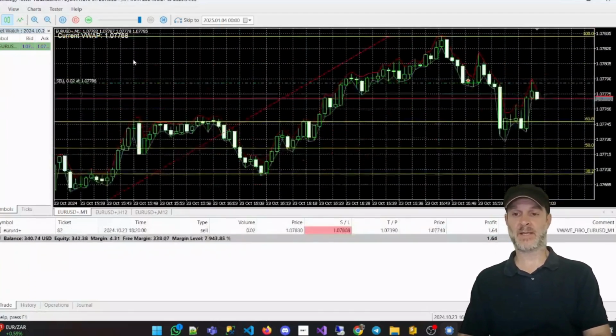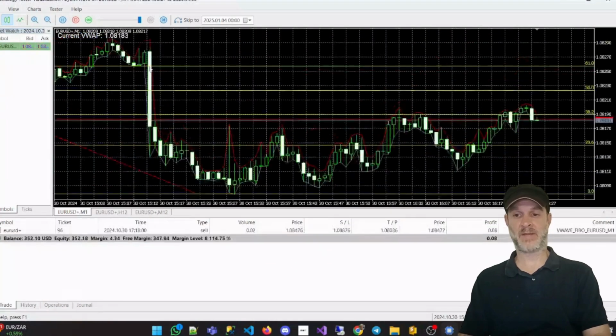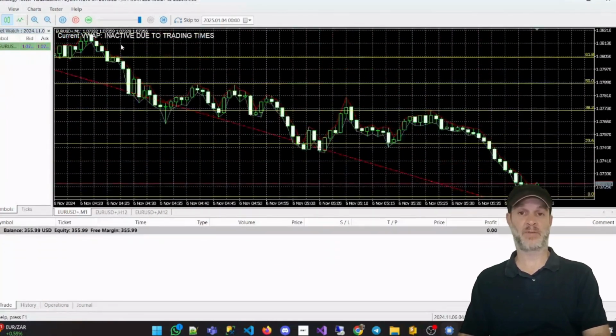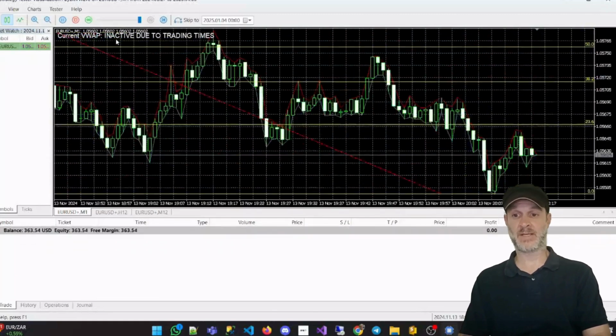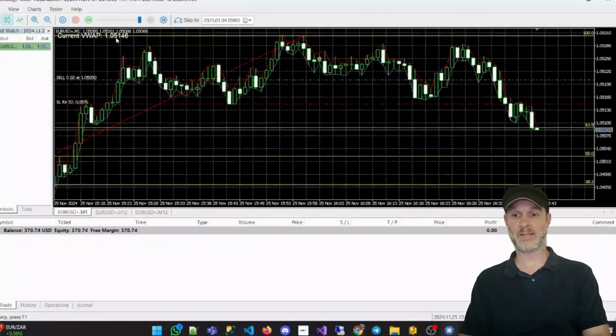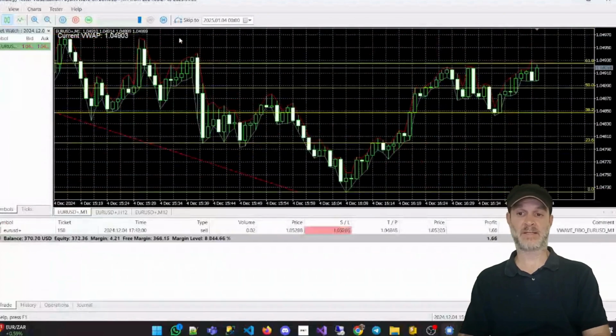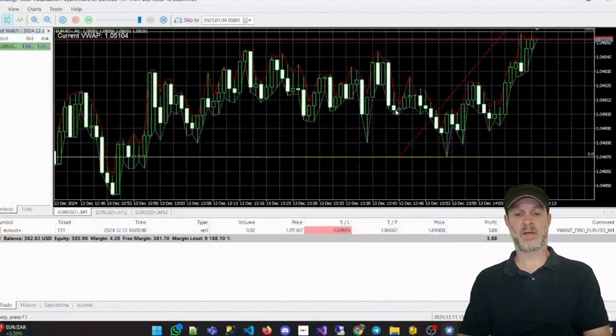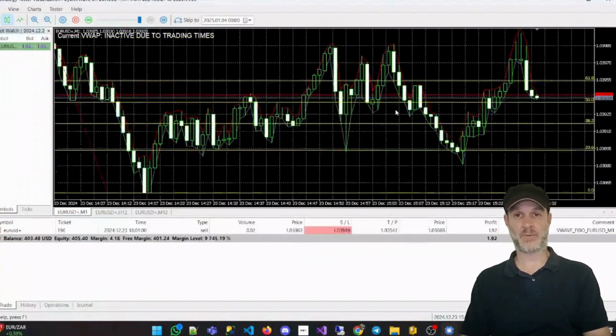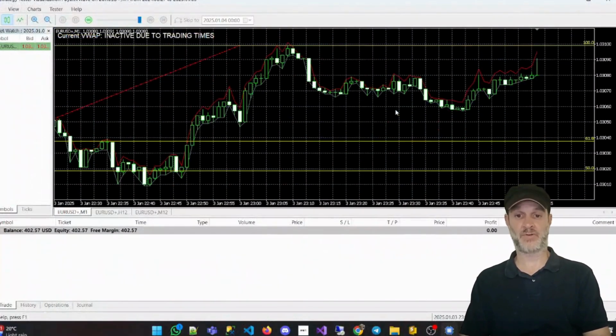Now, as you can see here at the top, I don't actually have a VWAP indicator. I have just done the calculations within the EA itself, but you can see the current VWAP price there. When it says inactive due to trading times, that's because this EA allows you to set which days you want to trade on and which hours you want to trade. So when it's not trading, it's not calculating the VWAP.